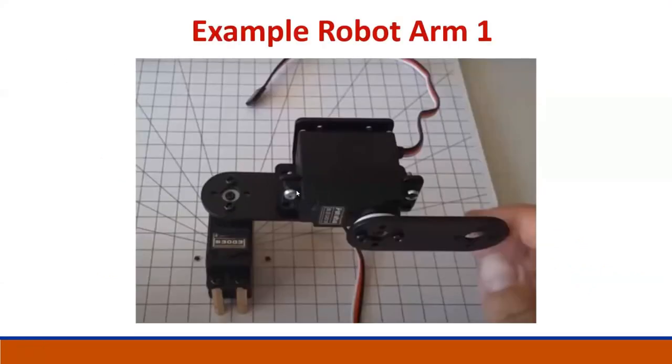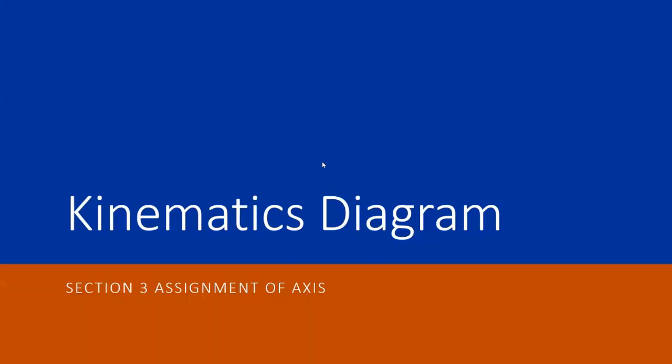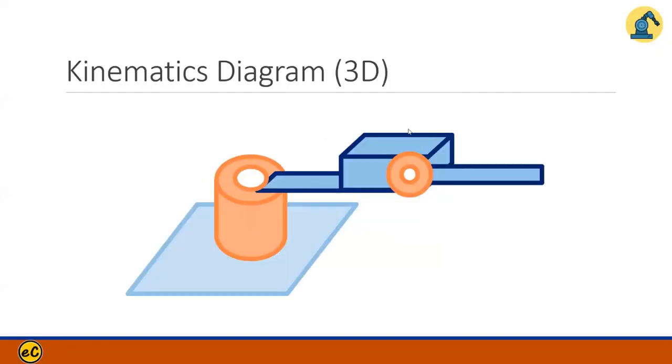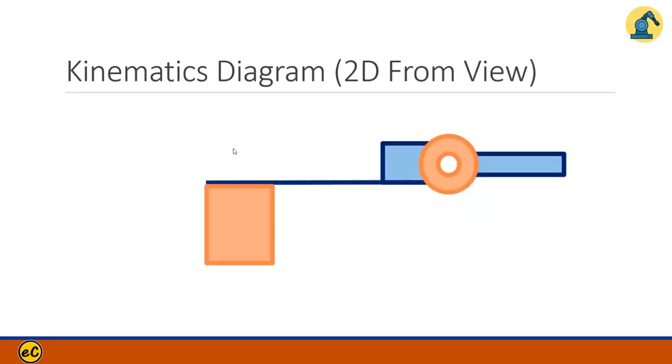And then you need to mark the dimension for each one. In 2D, you have top view, side view, different views. You can draw the views, but usually a 3D model is good enough. But sometimes we may require you to draw the top view and the front view. I think this one is front, not from.